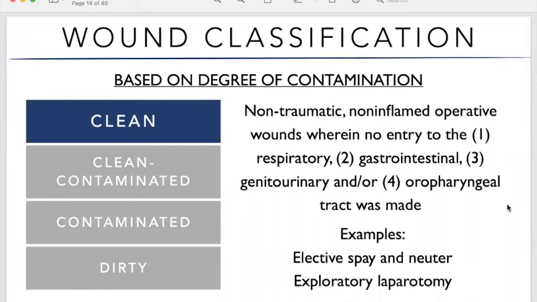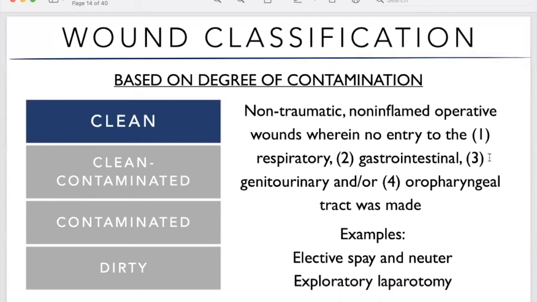Hindi ka pumasok sa kung saang part ng body na ganito. Respiratory, GI, genitourinary, and or oropharyngeal tract. Right? Now, examples of these are those surgeries that we do, like elective spay and neuter and XLAP, wherein we just enter the peritoneal cavity, but we do not go into any of the gastrointestinal tract. Okay? Again, no entry. That's clean.